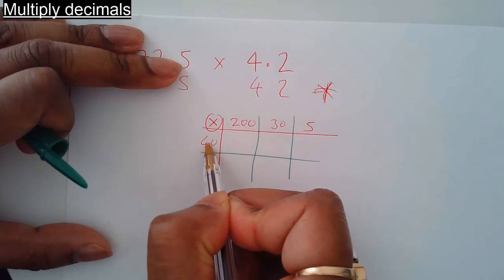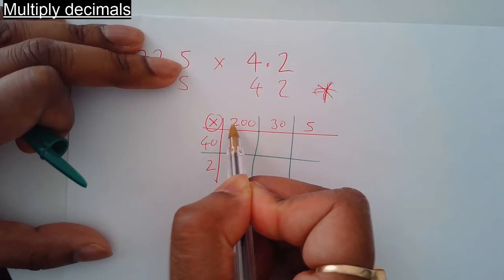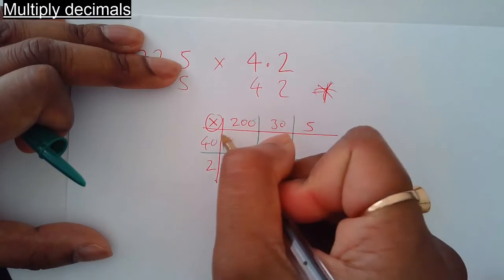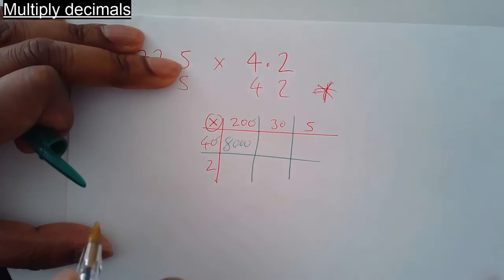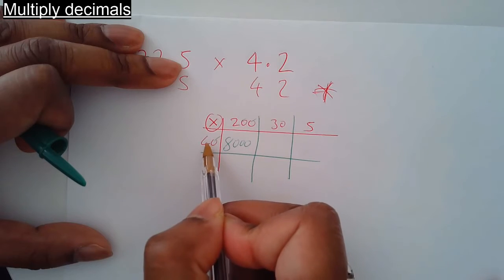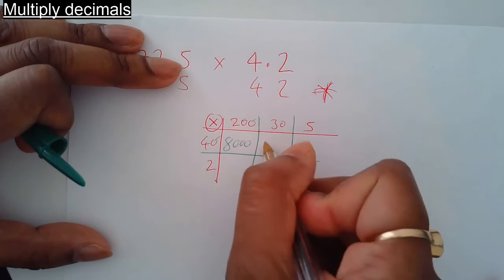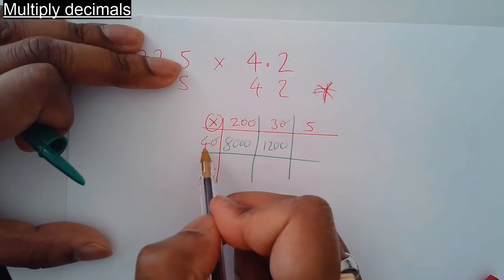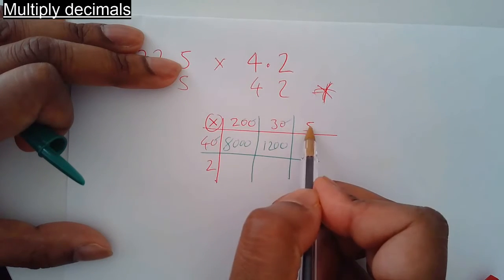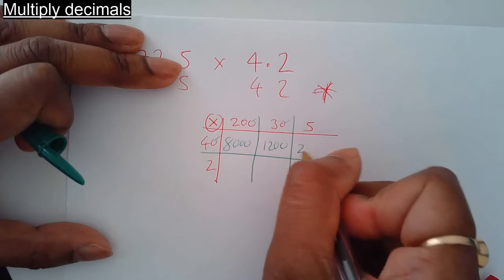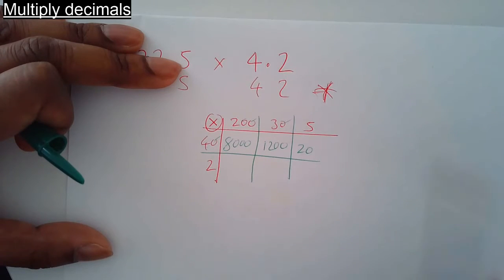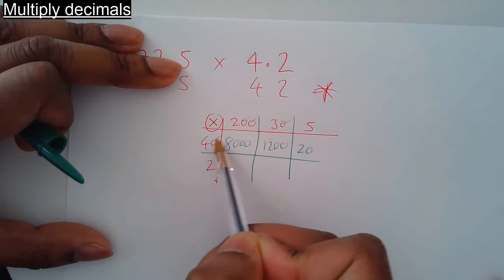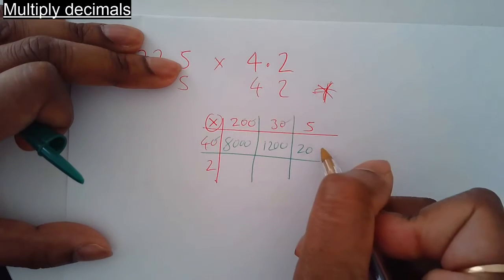200 times 40. Well, first of all, 4 times 2 is 8, and then count the zeros. 1, 2, 3. 1, 2, 3. Next is 4 times 3 is 12, and then count the zeros. 1, 2. 40 times 5. 4 times 5 is 20. No zeros there, but how many zeros here? It's 1 0. So put that extra 0 there.